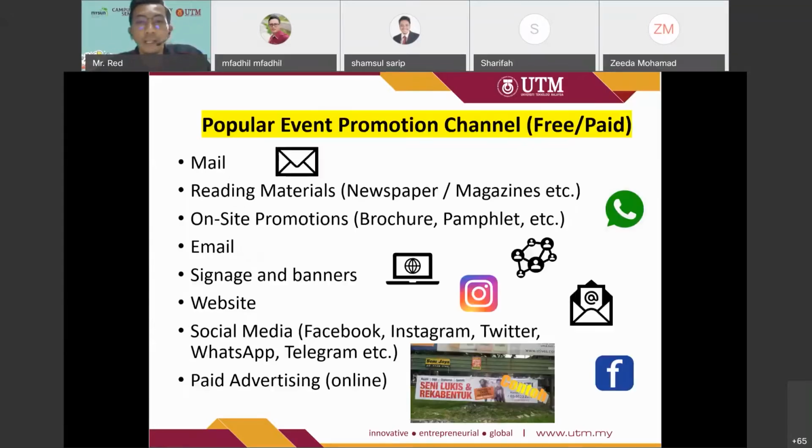All right. So how do we distribute these materials, to tell people about our event? We use conventional mail, newspaper, magazine, and on-site promotion. On-site promotion means that you go anywhere, maybe you put a booth there, and then you tell people about your event. Signage and banners. Some use websites, and the most popular nowadays is social media. And some important events might pay to advertise their event.